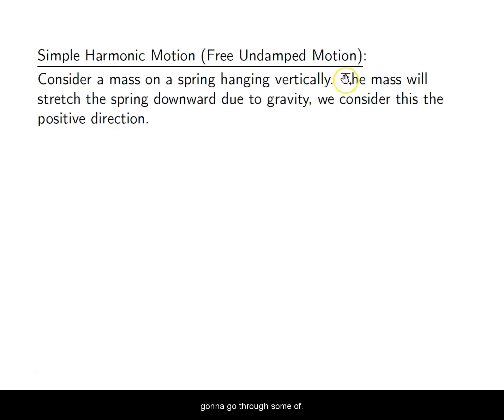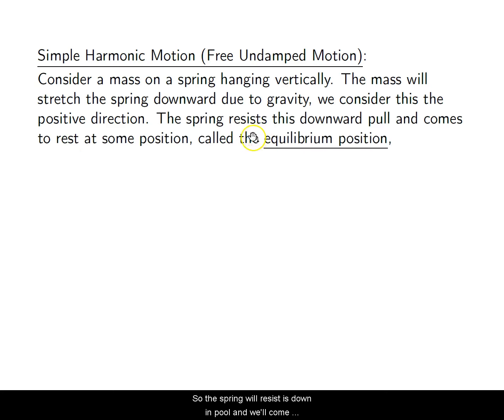So let's go through some of the text that we have written here, right? So if you put the mass on a spring, it's going to stretch downward due to gravity, so we're going to call this the positive direction. So down for us is a positive direction in this case, okay? So the spring will resist this downward pull and will come to rest at some position which we call the equilibrium position. So again, we have a compressed length of our spring.